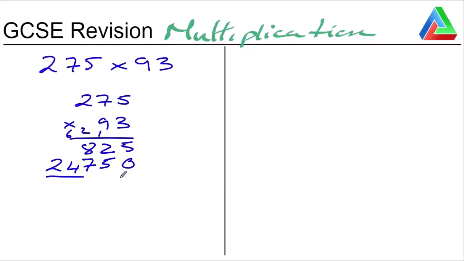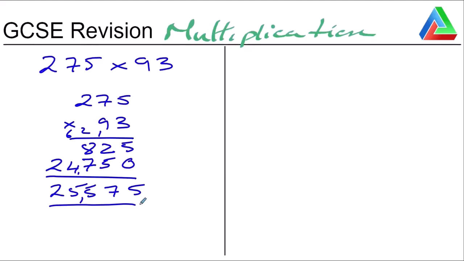Now we add these up. This is 5. This gives us 7. 8 plus 7 is 15. 5, carry the 1. 4 plus 1 is 5, and then the 2 we're not doing anything to. So 25,575. Let's do another one.